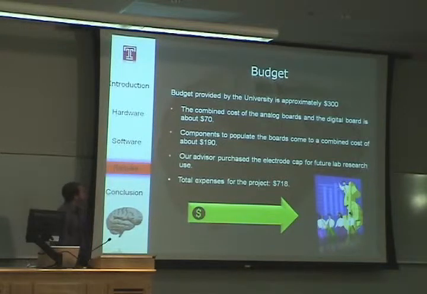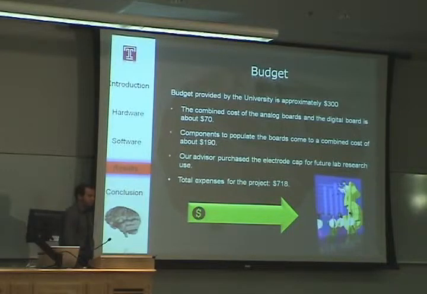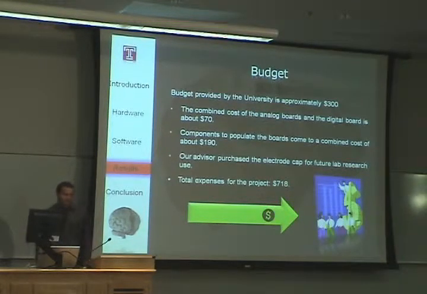And our budget in the university was $300. The analog and digital boards that Drew just talked about came to about $70, and the converter to populate them came to $190. The prefabricated electrode cap was purchased by our advisor for future lab research, and the total cost came to about $720. There were a couple of things that we needed along the way, like the metal box and some supplies and things, and we paid for that out of our pocket.